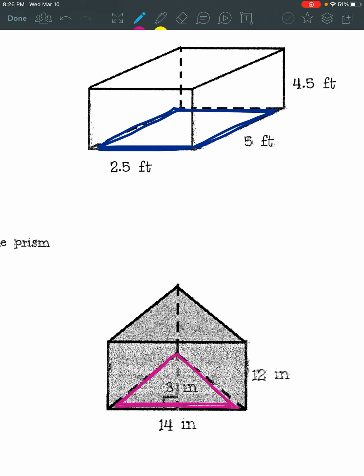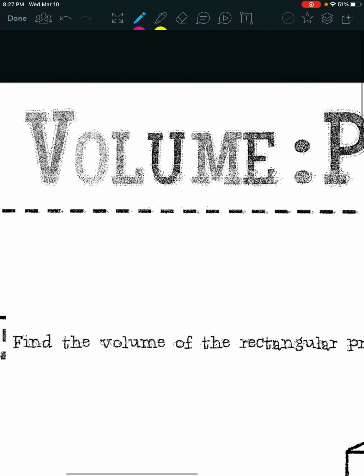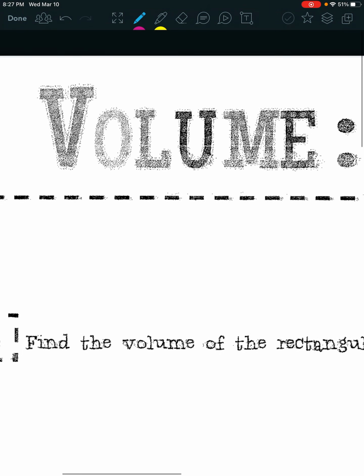Now, not always is a 3D shape sitting on its base. I could take this triangular prism, turn it on its side, and then it's sitting on a rectangle. But the definition is that the lateral faces are rectangles, and the other shape identifies how we name that prism. So it would still be a triangular prism, even if I turned it on its side. Okay? Now, volume. What is volume?